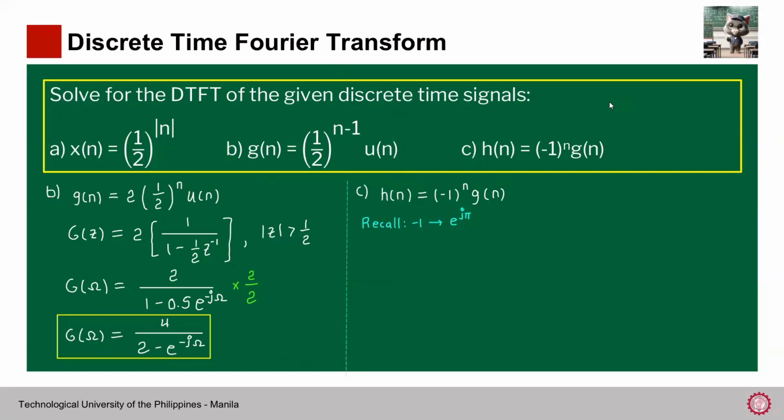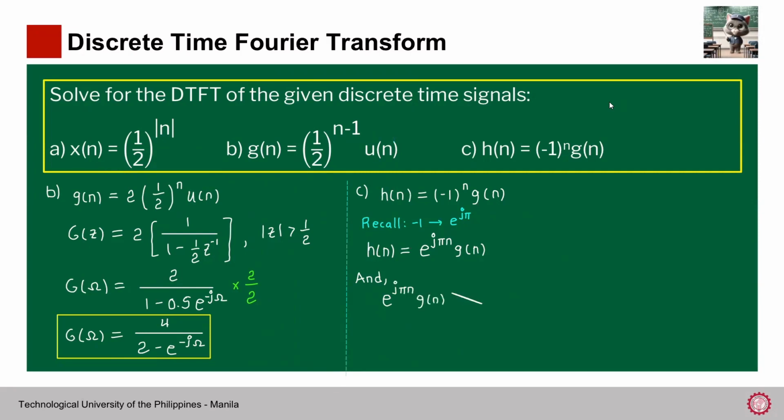So when we modify the given h of n, we have e raised to j pi n times g of n. Now, what is the DTFT of this? We take the DTFT of e raised to j pi n times g of n.